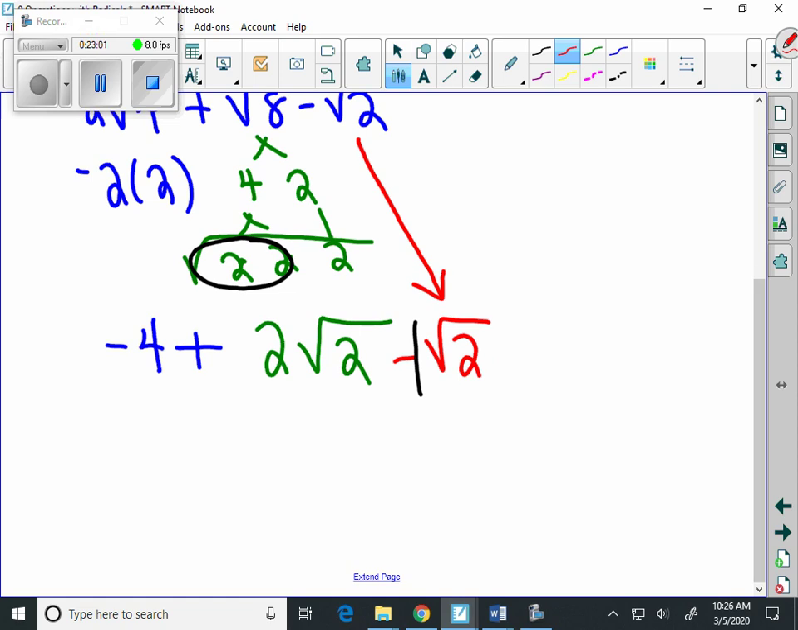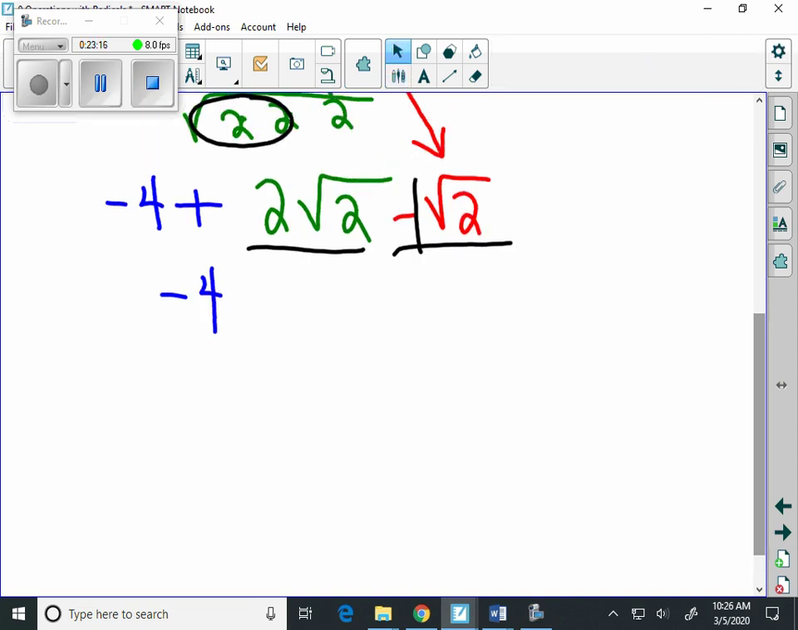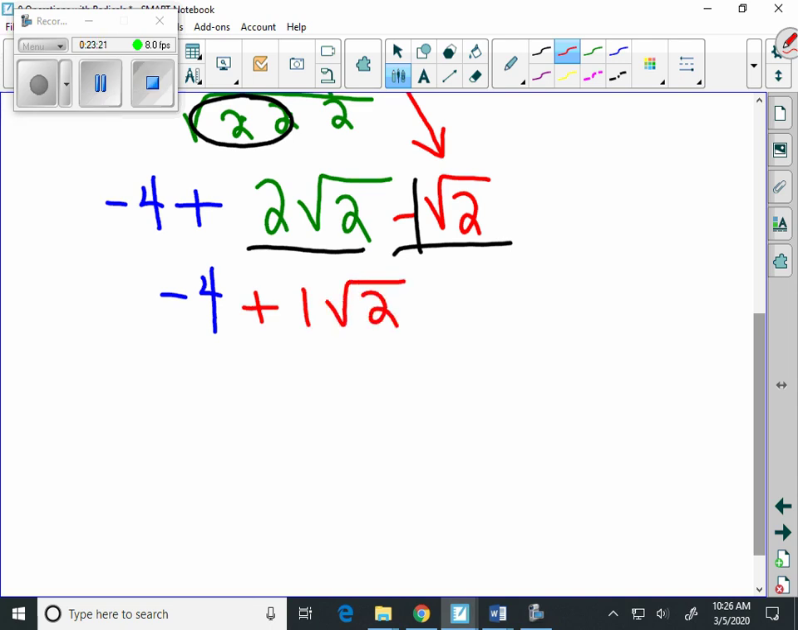And now we can finish this problem. Our only like terms are the green and the red terms. Negative 4, not going to change. But 2 minus 1 is 1 square root of 2. You can choose to write the 1 in front of that red square root of 2, or you don't have to. It doesn't make any difference. But 2 minus 1 does equal 1, so that's where it comes from.